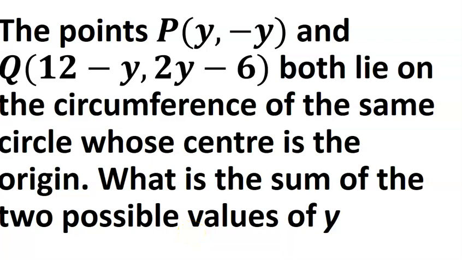Welcome to Otisam Mathematics. In this video, the points P(y, -y) and Q(12 - y, 2y - 6) both lie on the circumference of the same circle whose center is the origin. What is the sum of the two possible values of y? So let's see how we are going to solve this one.